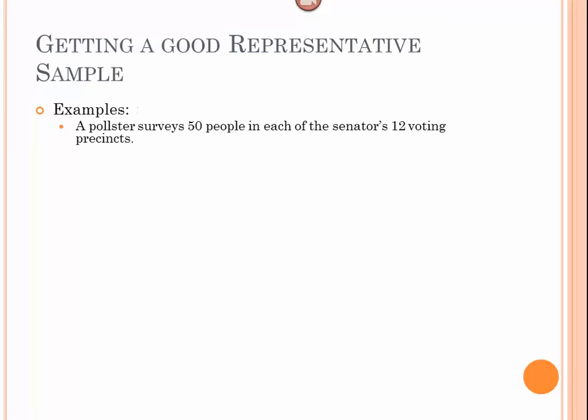All right, so our first thing is a pollster surveys 50 people in each of the senator's 12 voting precincts. Of the ones we just listed, which do you think that would be? The answer for that is stratified. This is a perfect example of stratified sampling. We've divided people according to their geographical location. That's our strata. And then the other important thing is we pulled 50 people from each of those voting precincts. So each of the strata was pulled from, and that makes this a stratified sampling.